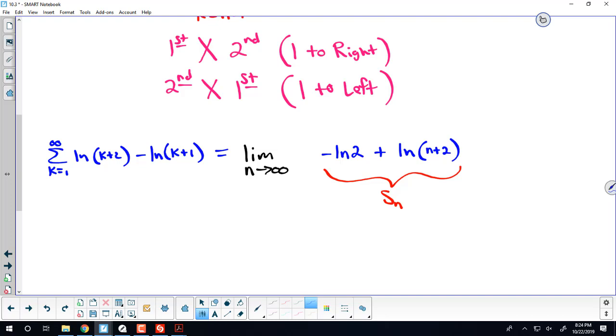We have to compute the limit at infinity on that. So we forgot that. Okay. So what is that limit? Infinite limit, right? The natural log of infinity is infinity. And all that means is what? That the series diverges, right?